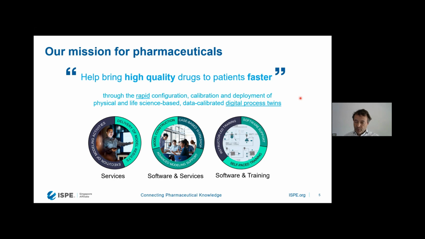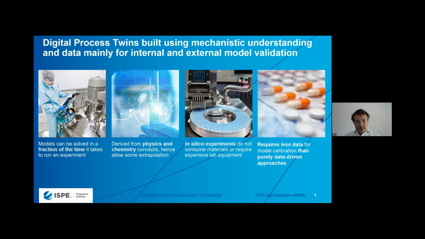And the reason we can do this very quickly is because we don't need a lot of data collection. We usually only require data to calibrate a few parameters in the model. And in some cases, we don't need any data for calibration, but we use some data to validate the model. So this summarizes some of the key advantages and reasons why we focus on mechanistic understanding or physical-based sciences, and that we use data mainly for validating the model.